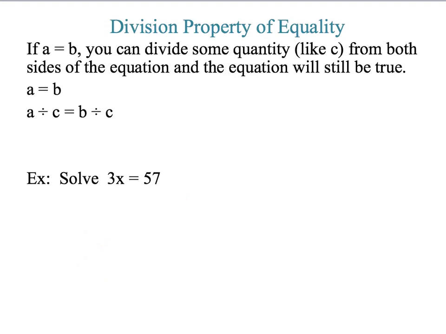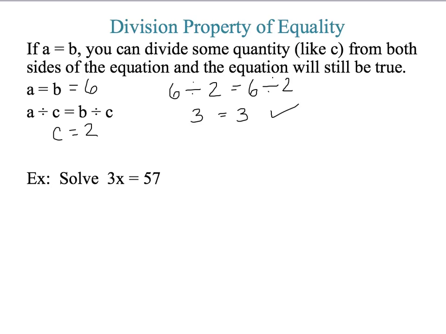Our division property of equality says that if A equals B, you can divide some quantity, like C, from both sides of the equation and the equation will still be true. So we have A equals B, which equals, we'll just say 6 this time. And we can divide both sides by a number C. Let's say C is 2. So we have A divided by C, so A is going to equal 6, divided by C, which is 2, is going to equal B divided by C. So A and B are equal, so B is also 6, divided by 2, because 2 is C. So we have 6 divided by 2 is 3, equals 6 divided by 2, which is 3. So that's true.